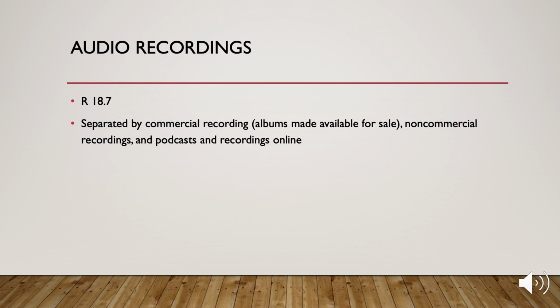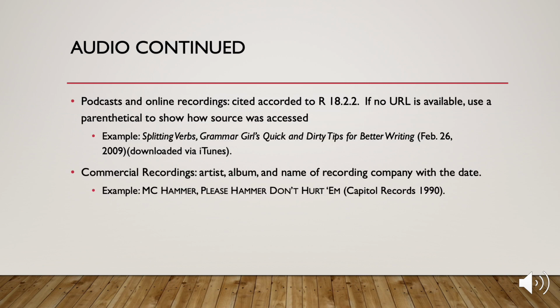For audio recordings, refer to Rule 18.7 in your Blue Book. These are separated by commercial recordings, albums made available for sale, non-commercial recordings, and podcasts and recordings online. Podcasts and online recordings are cited according to Rule 18.2.2. If no URL is available, use a parenthetical to show how the source was accessed, such as the example below. For commercial recordings, list the artist, album, and name of the recording company with the date, as shown in the example below.